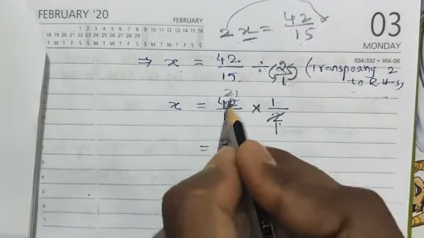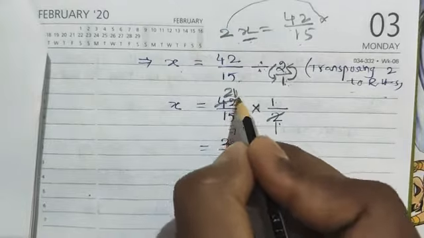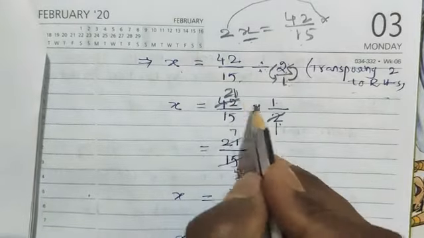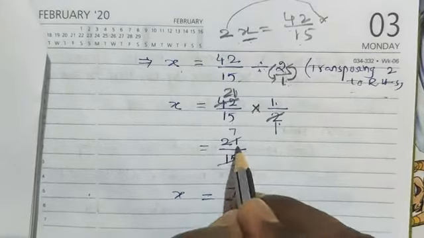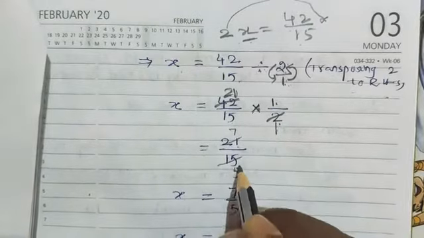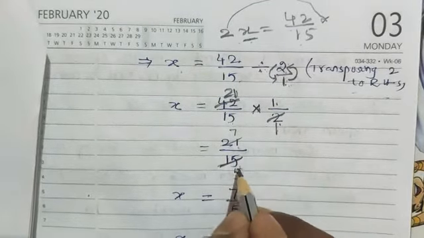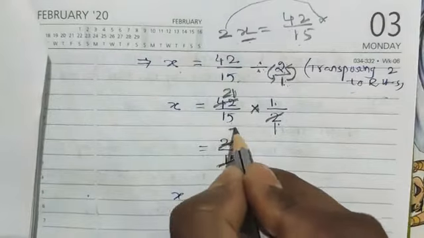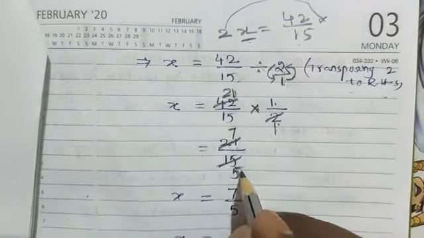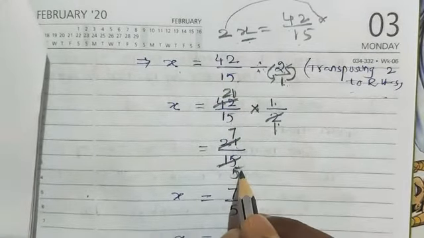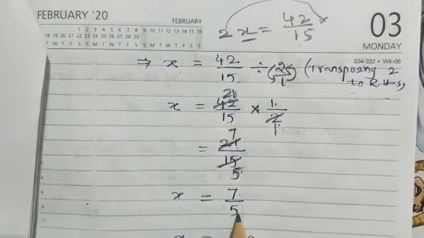2 21s are 42. 21 into 1 is 21. 15 into 1 is 15. 3 table we can cancel. 3 5s are 15. 3 7s are 21. 7 by 5. Further cancellation is not possible. So x equal to 7 by 5.